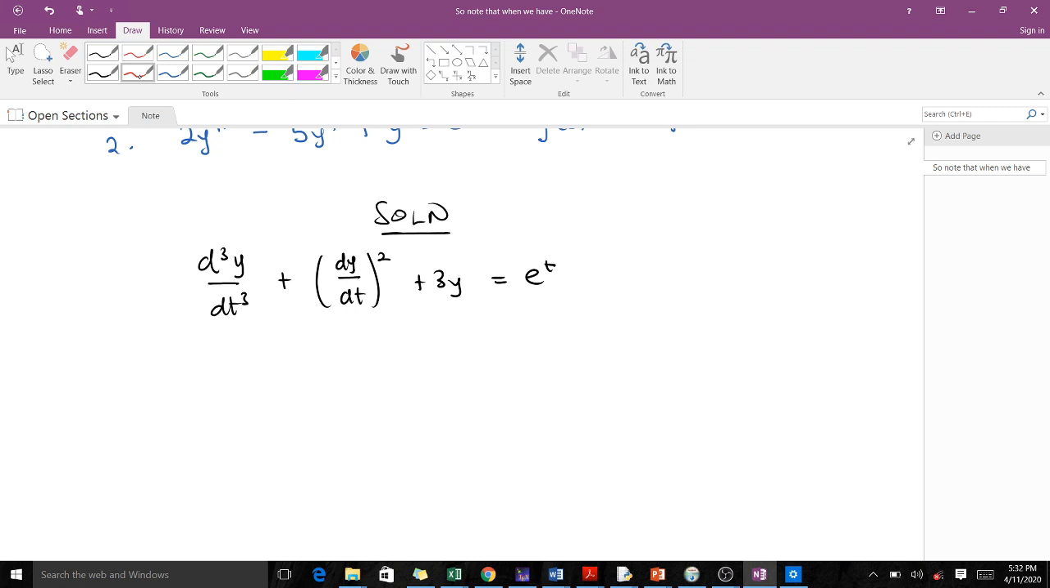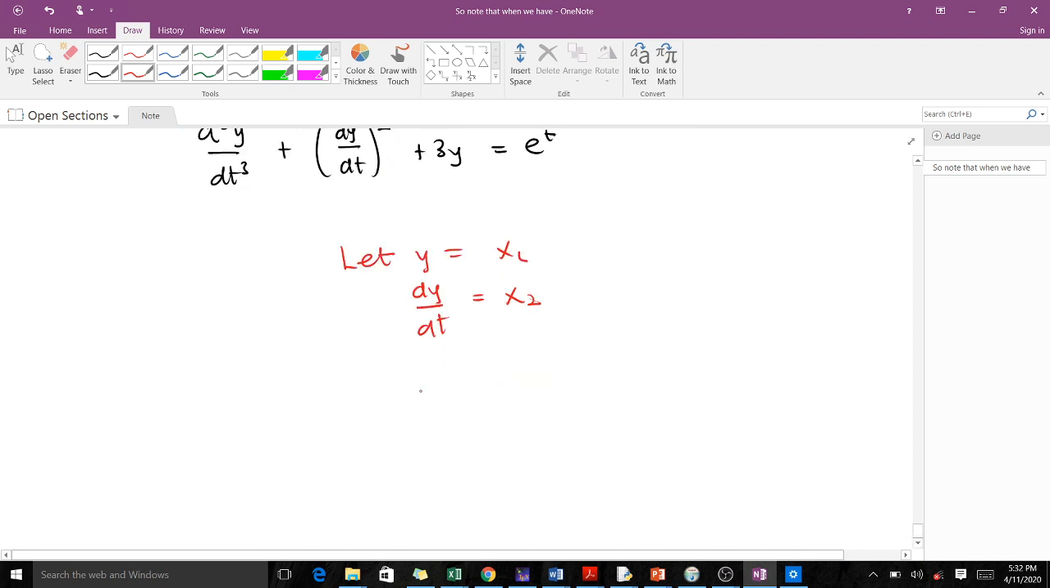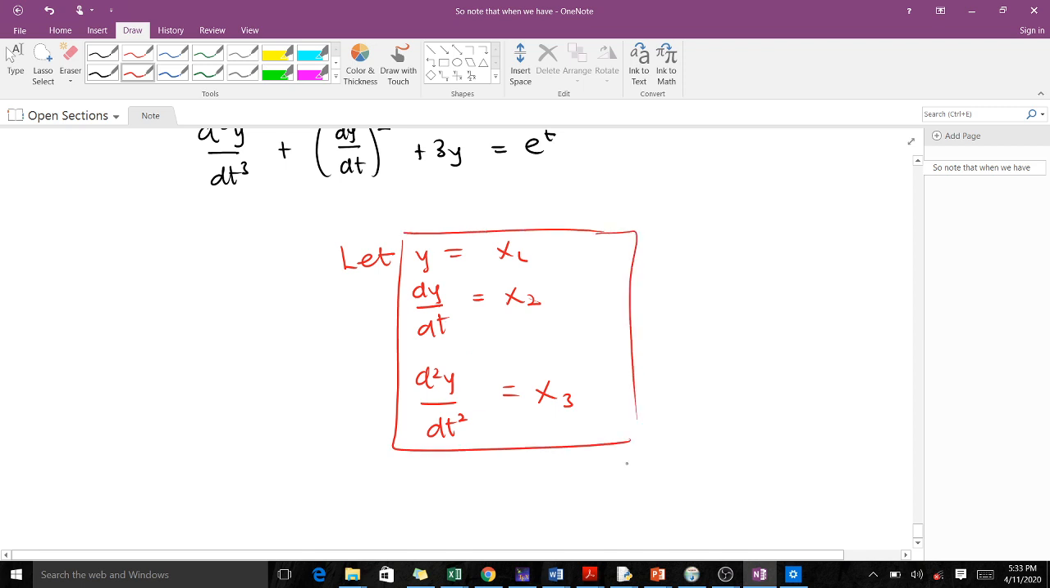So what we do is that we let y here be equal to a certain variable, let's say x1. So we will let dy/dt be equal to say x2, and d^2y/dt^2 will be equal to x3. So when you are forming these equations, we always end at the n minus 1th order. You realize that our question was of the third order, so we are going to end at the second order. So we always end at the n minus 1th order.